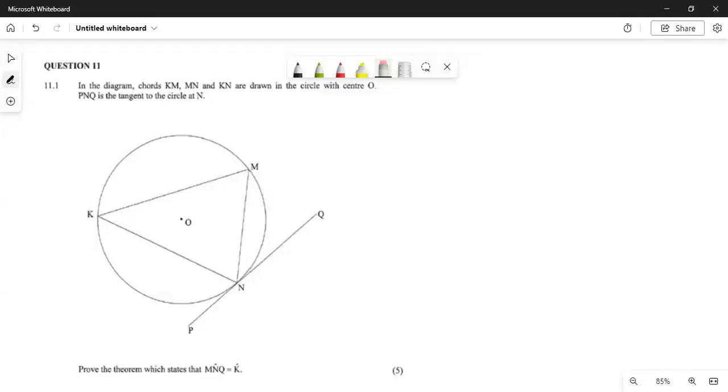Question 11.1 says in the diagram, chords KN, MN and KN are drawn in the circle with center O. PQ is a tangent to the circle at M. They want us to prove the theorem which states that angle MNQ is equal to K. So they want us to prove the tangent-chord theorem.